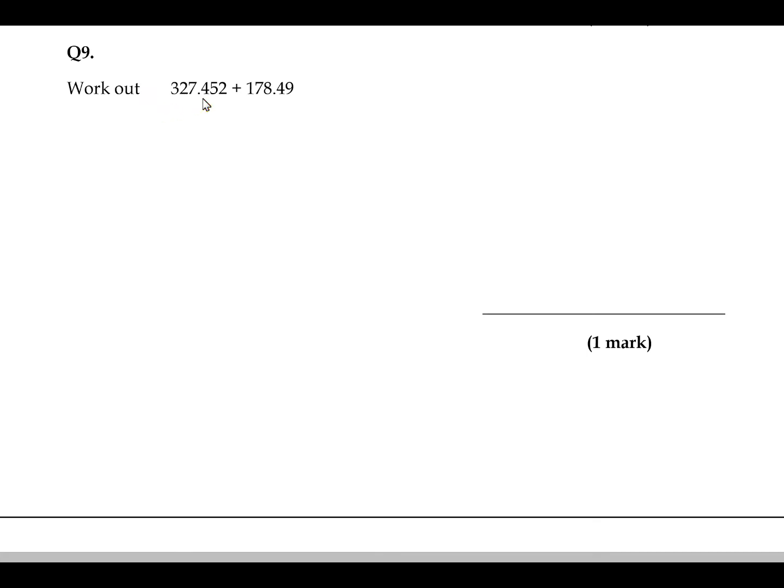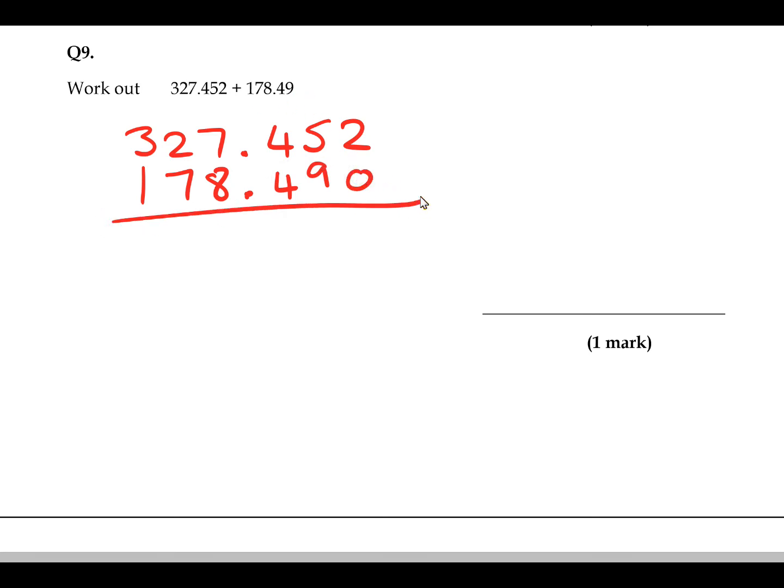Question 9 is getting us to add 2 decimals. So use the column method and line up the decimal points. If you've got a difference in the number of decimal places, infill with a 0. That goes for subtraction as well.